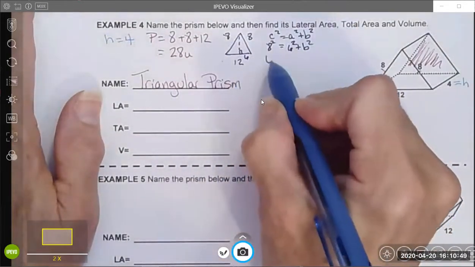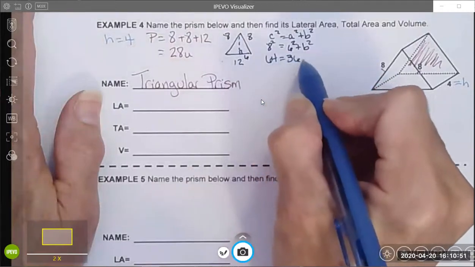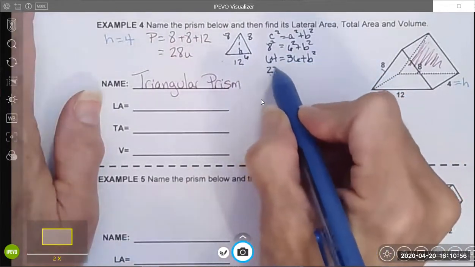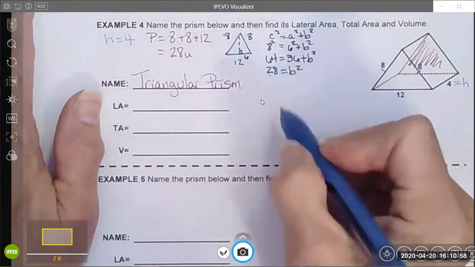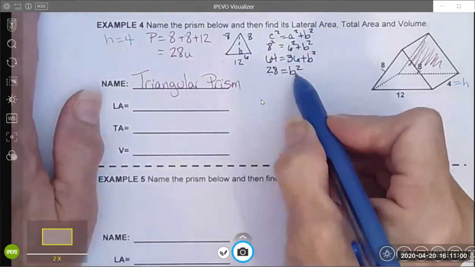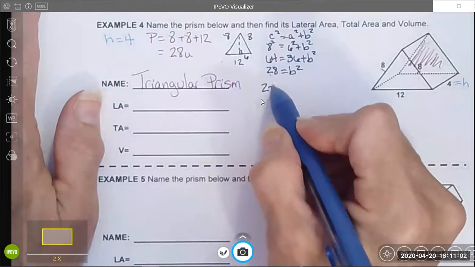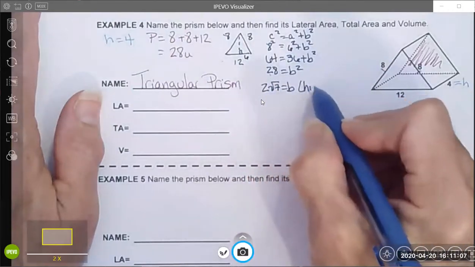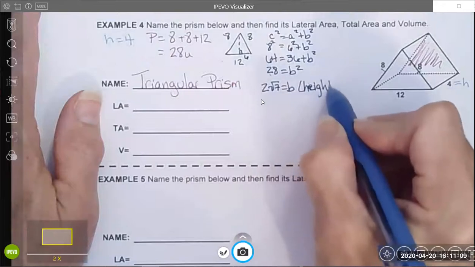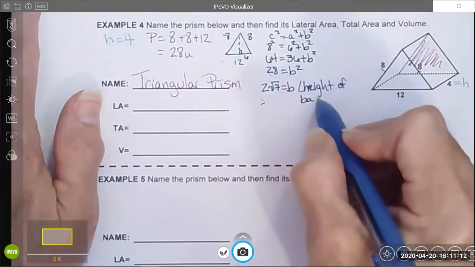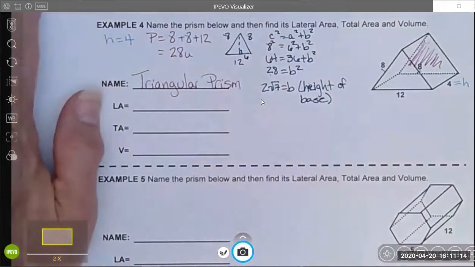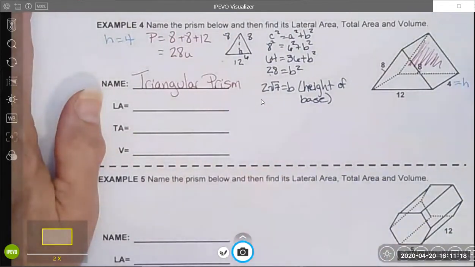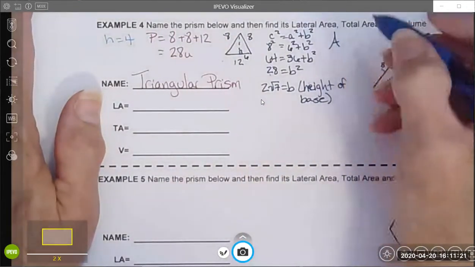And I'm going to use the Pythagorean theorem to solve for the height of this base. When I do that, I end up with 64 equals 36 plus b squared. And this gives me a beautiful 28 equals b squared. And when I take the square root of both sides and simplify that radical, I end up with 2 square root 7 equals b. And I'm just going to put a note here, height of base. That is helpful because now I actually have enough information to calculate the area of my base.